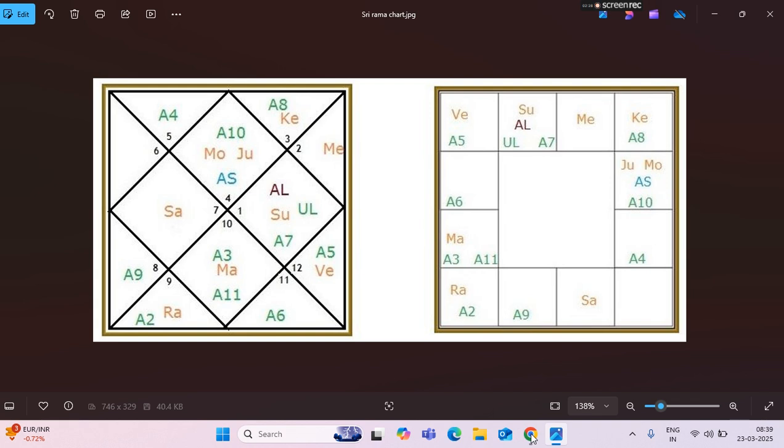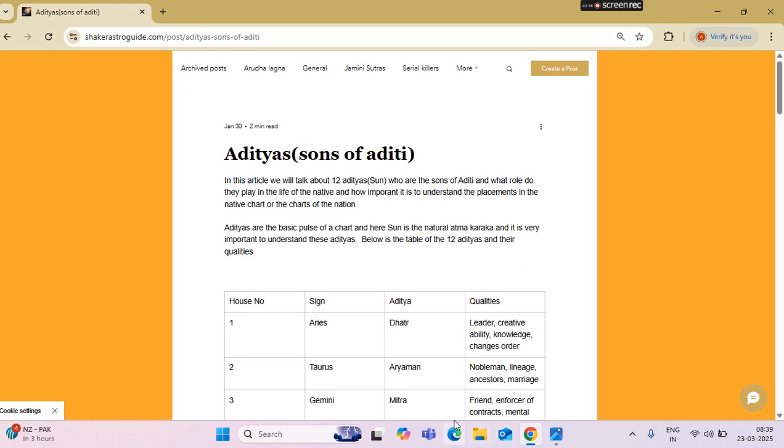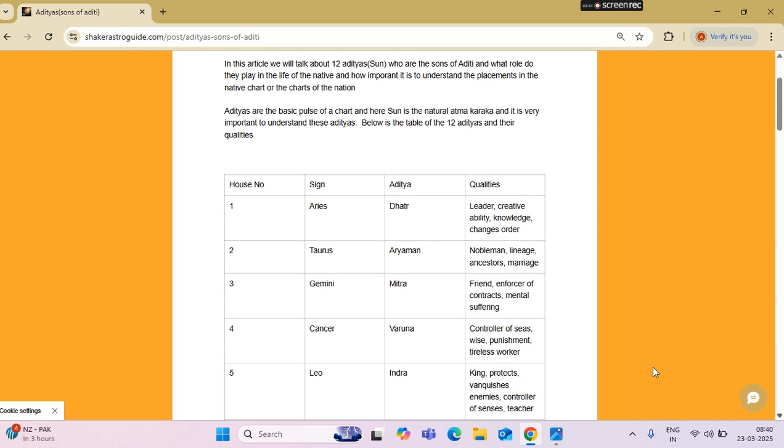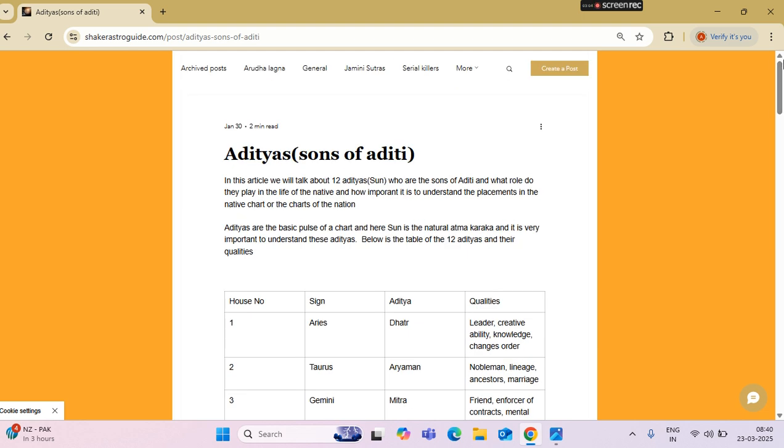Everybody will have Sun in their charts. So based on the information I have given you, please go and check in which sign your Sun is placed and check what the qualities are. For example, I have got my Sun in Gemini. Gemini is called Mitra Aditya. So what is the quality of Mitra Aditya? It is about friend, enforcer of contracts, and mental suffering. All these qualities are there in the native where the Sun is placed in Gemini.